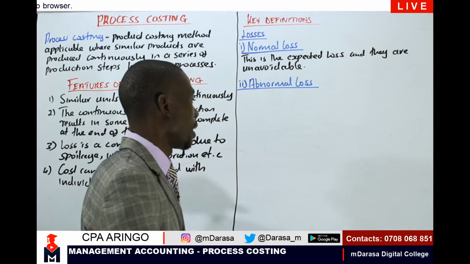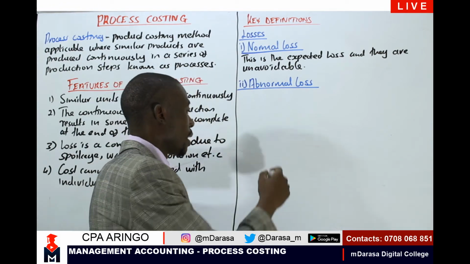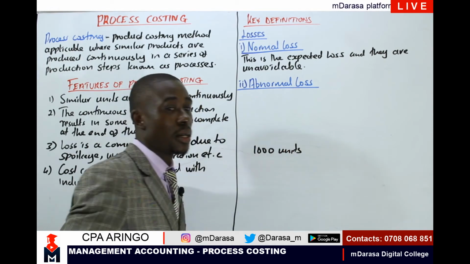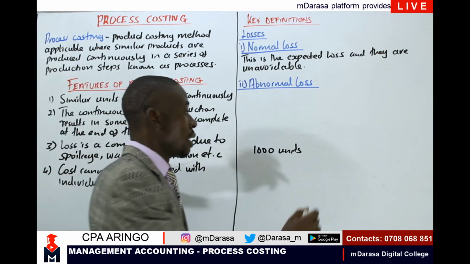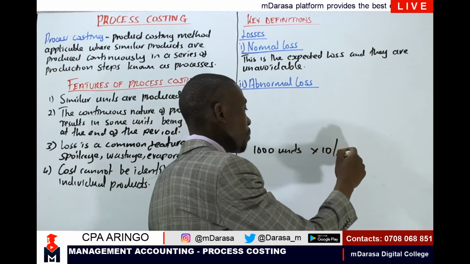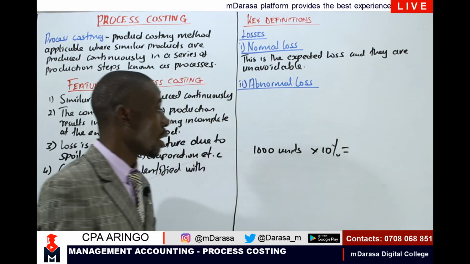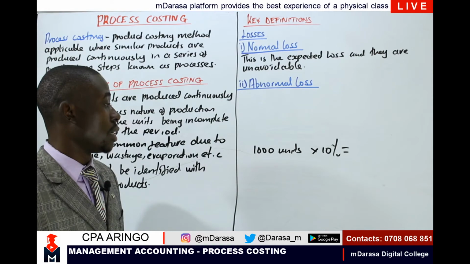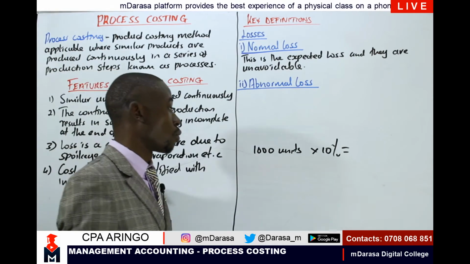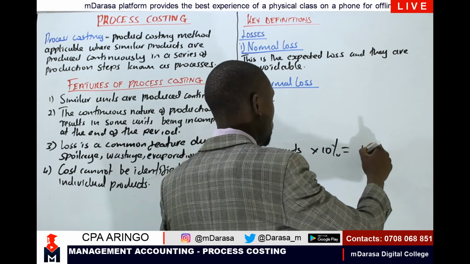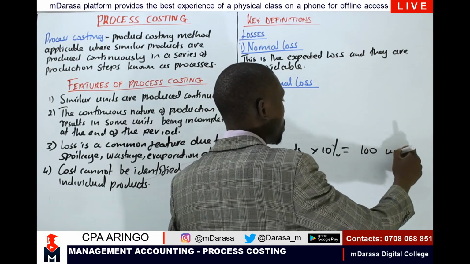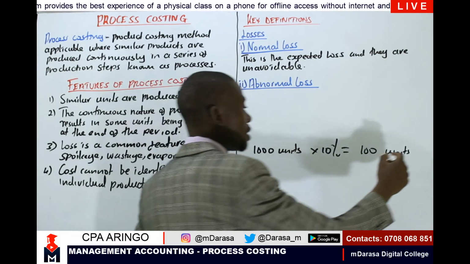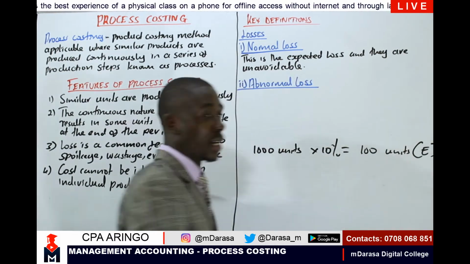Say, for example, in this case, out of the 1,000 units that we are putting into production, we are anticipating 10% of that to go into waste, meaning I'm going to have a 10% loss on the 1,000 units. So our anticipation is that out of 1,000, 100 units will go as waste. But this is anticipation, this is expected.